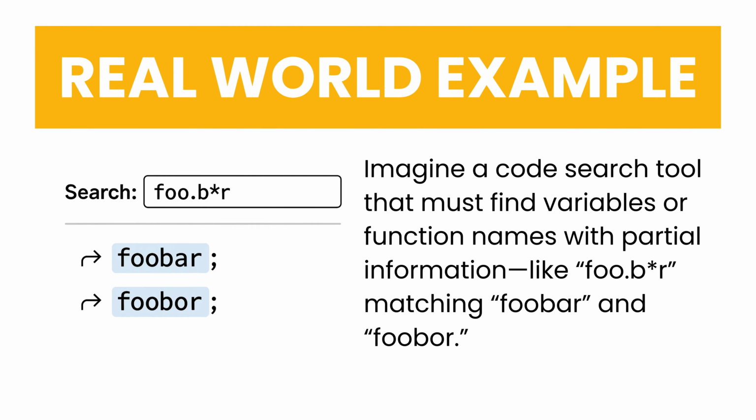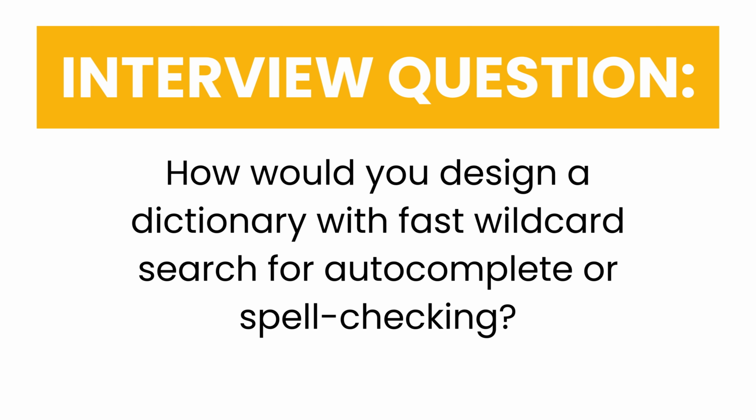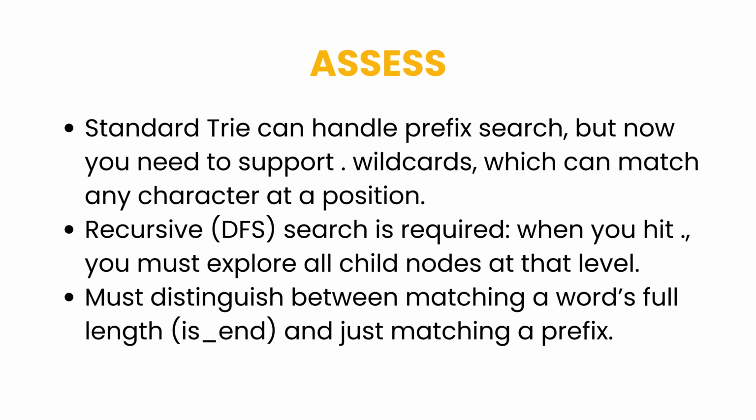Imagine a code search tool that must find variables or function names with partial information, like foo.ar matching foobar and foo-bar. An interviewer might ask, how would you design a dictionary with fast wildcard search for autocomplete or spell checking? What's tricky? A standard trie can handle prefix search, but now you need to support period wildcards, which can match any character at a position. Recursive DFS search is required. When you hit a period, you must explore all child nodes at that level. Must distinguish between matching a word's full length, is_end, and just matching a prefix.